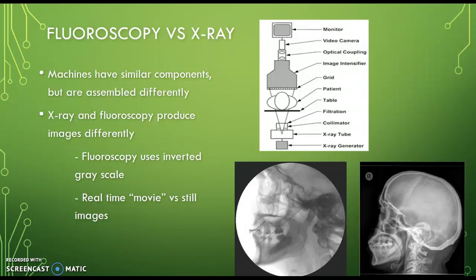Back to the machine components. The components that fluoroscopy and X-ray share include collimation, beam filtration, grid usage, image receptors, and an X-ray source and generator.